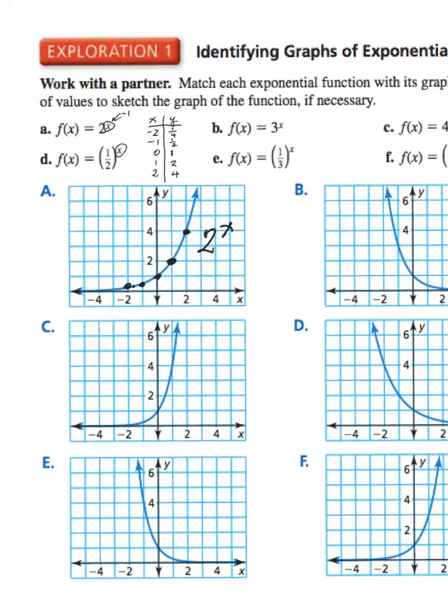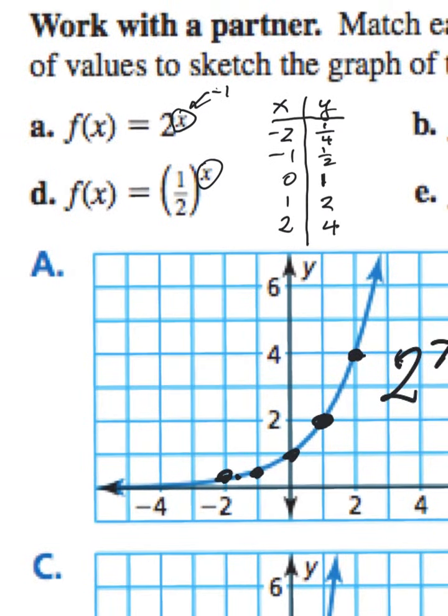An interesting thing happens when we look at the graph D and see if we can match it. So again, I'm going to keep the same values for x. And let's see what happens if I put a -2 in for this x. It's going to flip it and square it. The negative flips it, the 2 squares it, and I end up getting a 4. 1/2 to the -1 becomes 2.